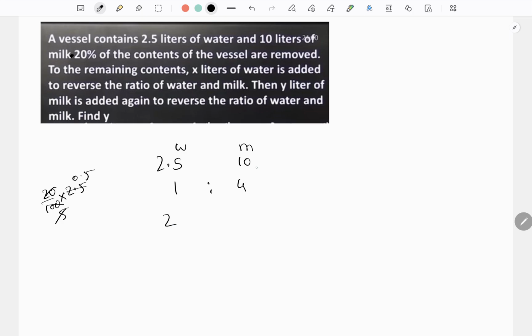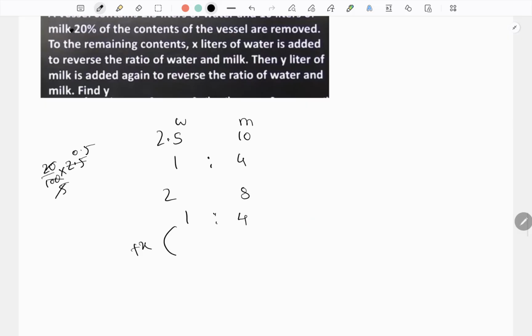Then 20% of milk is removed. What is 10%? 1. 20% will be 2. So again it will be 2 and 8 liters. It will be in the same ratio, 1 is to 4, as we discussed. Now to the remaining contents, x liters of water is added. To reverse the ratio of water and milk, then y liters of milk is added. But to reverse the ratio means to make them 4 is to 1.